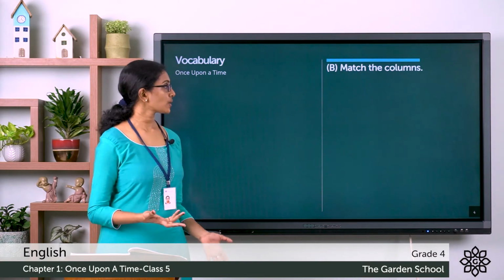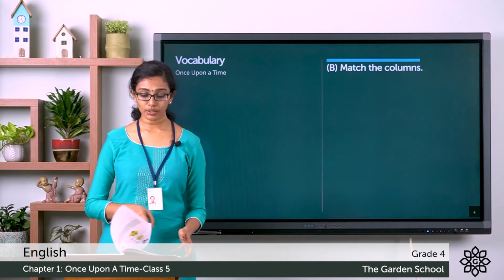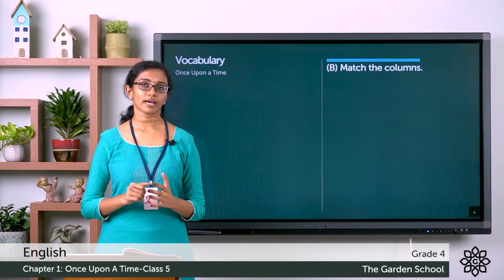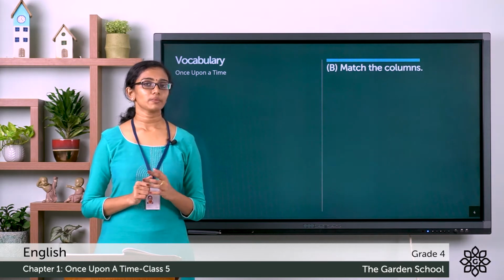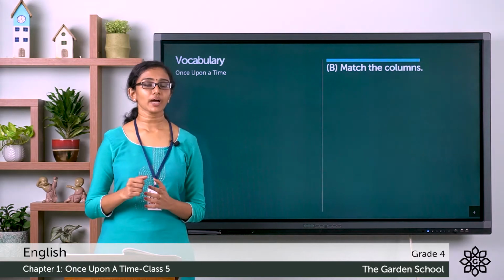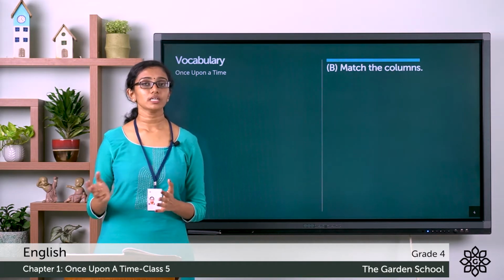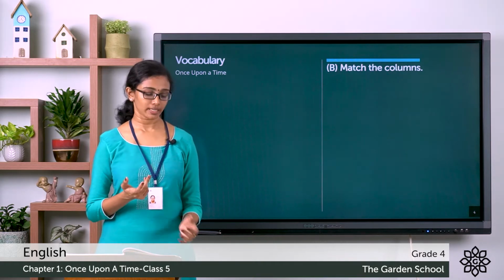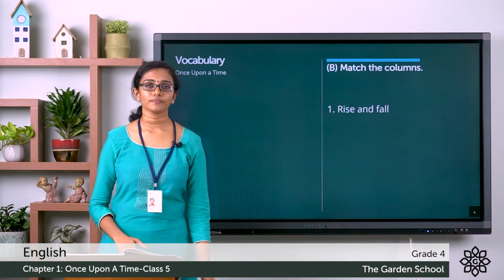Section B is also about pair words. Here you have to match columns. You have two columns given here to match. Let me give you a couple of examples. The first one, rice and. Can you identify a word from the second column which can be paired with rice and? We can say rise and fall.